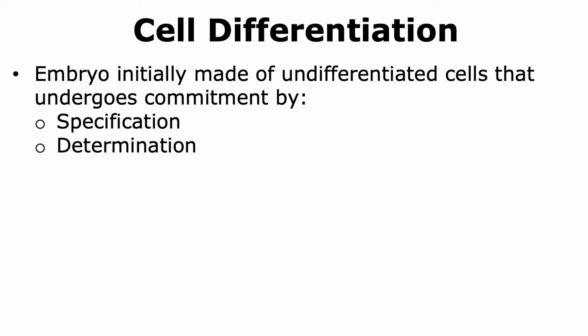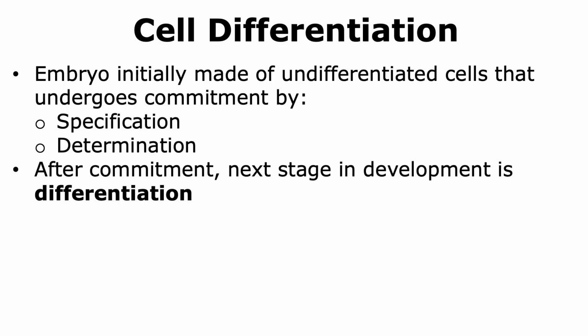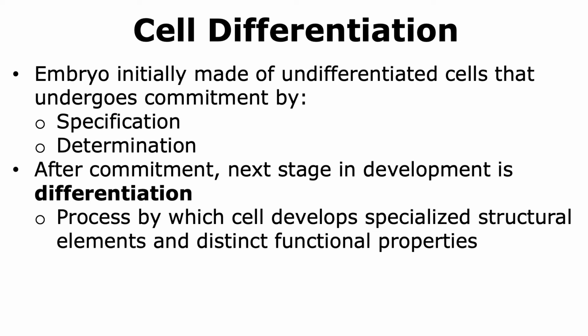So as we saw earlier, the embryo is initially made up of undifferentiated cells that undergo commitment through the process of specification, followed by determination. After commitment occurs, the next stage is differentiation, which is a process by which the cell develops specialized structural elements and distinct functional properties. What we mean is this is the stage where a cell becomes either a muscle or a neuron, which are distinct in their structures as well as their functions.